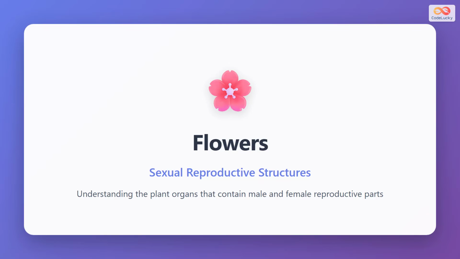Welcome to this lesson on flowers, the sexual reproductive structures of plants. Flowers are fascinating organs that contain both male and female parts, enabling plants to reproduce and create the next generation. In this video, we'll explore the different components of flowers and understand how they work together to produce seeds and fruits.